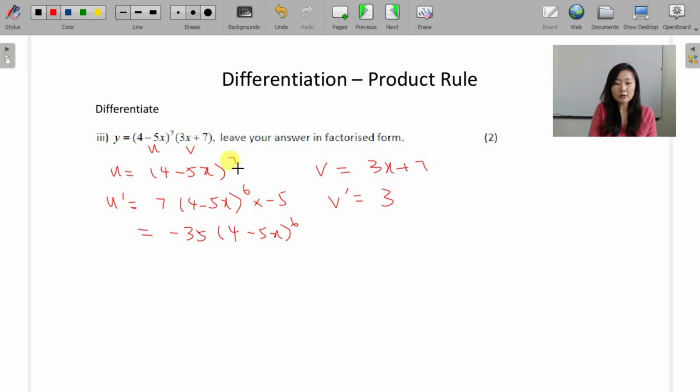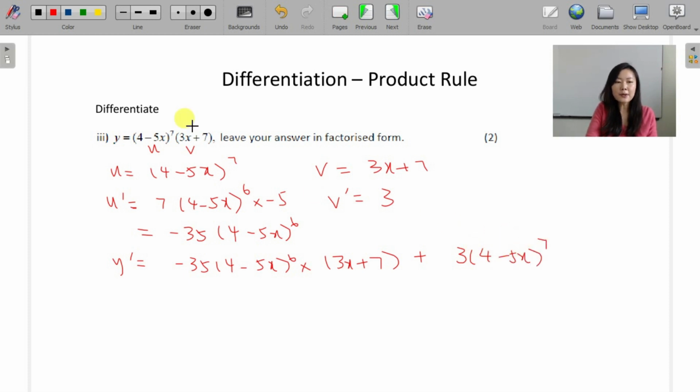Right, so the chain rule is bring the power down, subtract the power by 1, times the derivative of the inside, which is negative 5. And then this one's just 3. All right, so Y dash is VU dash plus UV dash.